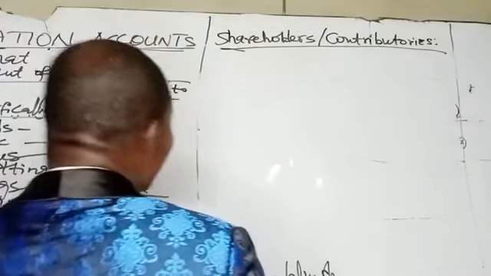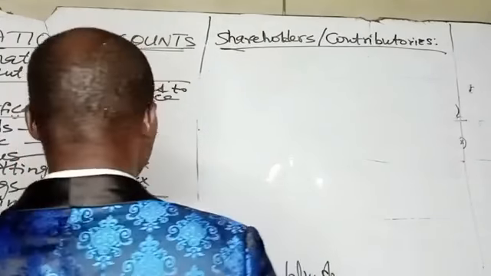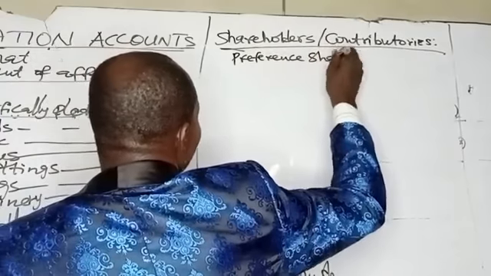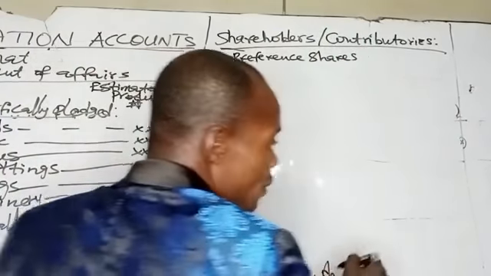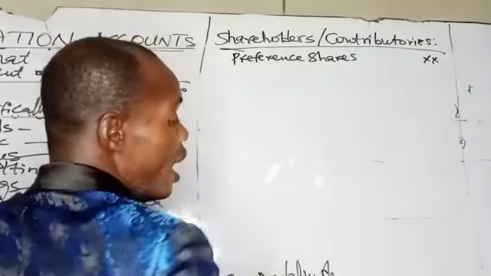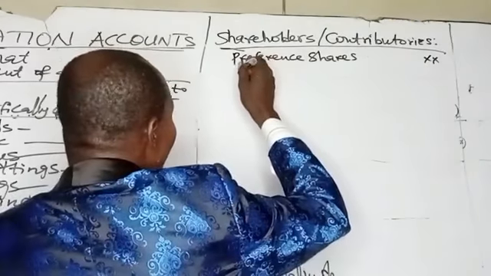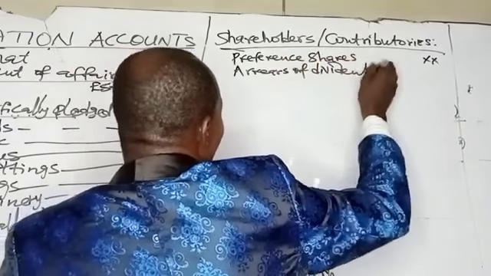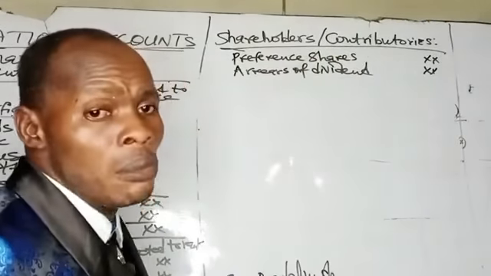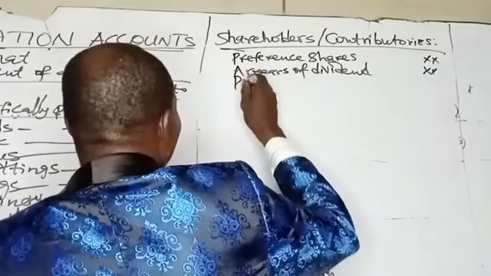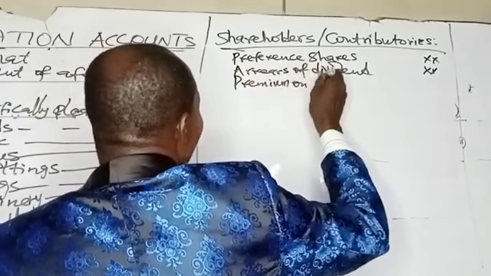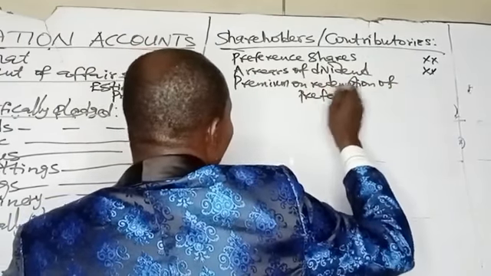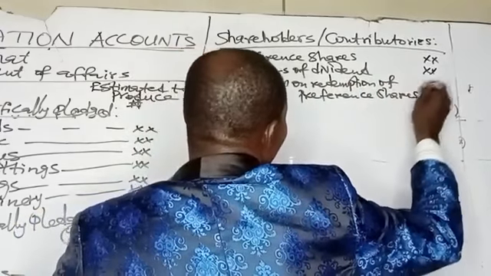Now, where preference shares are to be ranked prior to ordinary shares, we have preference shares. Then, if you have dividend due to preference shares, let me have arrears of dividends due to preference shares. Then premium on redemption of preference shares.